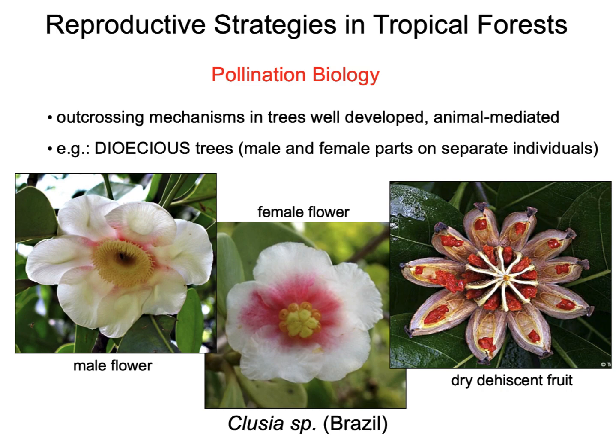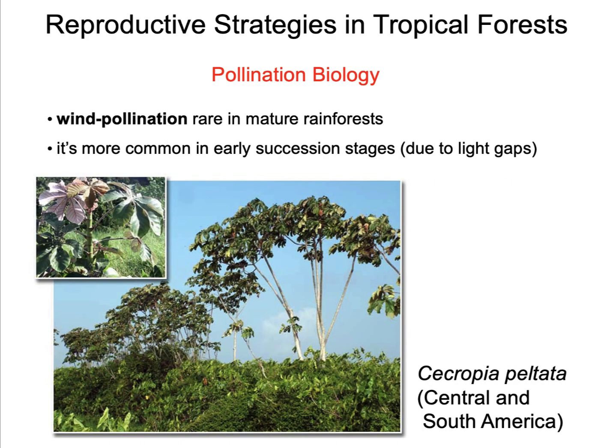Here's an example, which is Clusia from Brazil, and you can see both a staminate flower, a pistillate flower, and that dry fruit splitting open. It's a very unique capsule. Now, there are examples of wind pollination in the tropical forests, but usually only in the early succession of that forest. So some species grow rapidly, they get higher than the others, and then they do wind pollination. But in a mature rainforest, it's too dense. There's no space for wind pollination to be successful.